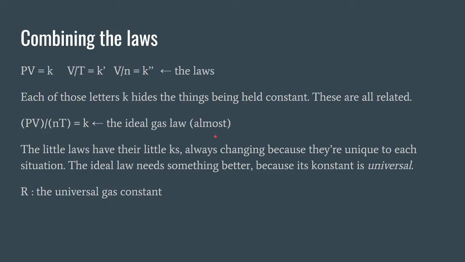So what we can do is combine these gas laws into a universal law. Pressure times volume divided by moles times temperature is equal to K, an actual constant, because it's no longer hiding those other relationships. We now have a law that combines all of those things. This constant doesn't change anymore. It is now a universal. So we're going to replace this K with a capital R, the universal gas constant.